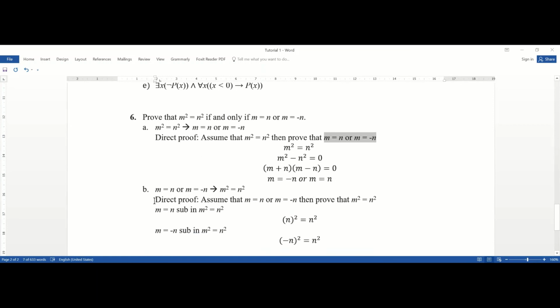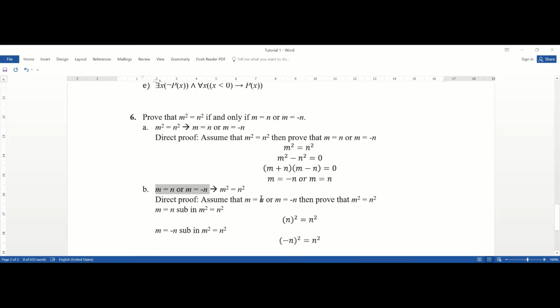Let's take the other way around. If we assume that m is equal to n or m is equal to minus n is true, that implies m squared equals n squared is also true. So we need to prove that this one is true based on this assumption. True implies true takes the whole statement to a true state, and that's what we are going to do.